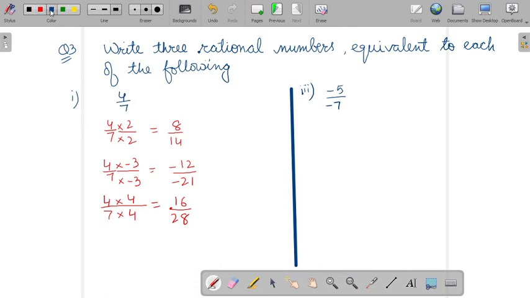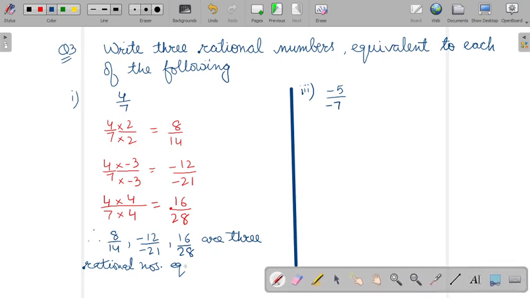So it means, what are the 3 equivalent rational numbers? So we can take 8/14, -12/-21 and 16/28 as 3 rational numbers equivalent to 4/7.